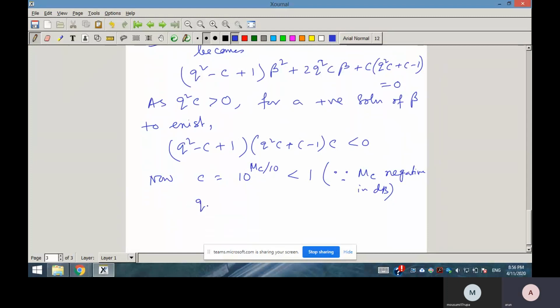And what about Q? Q equal to tan of phi C. So this is also less than 0. Why? Because phi C is negative. So Q is less than 0. C is also less than 1. C is less than 1 but greater than 0 because 10 to the power mc by 10 cannot be less than 0. So C lies from 0 to 1.